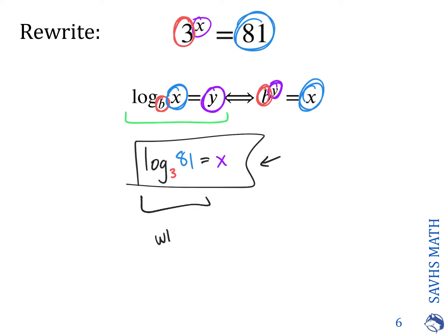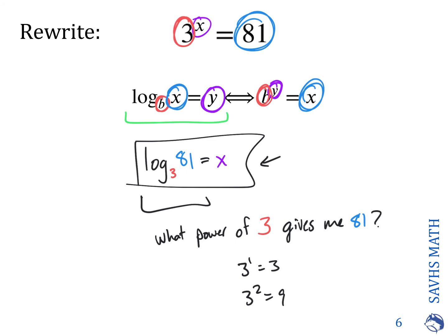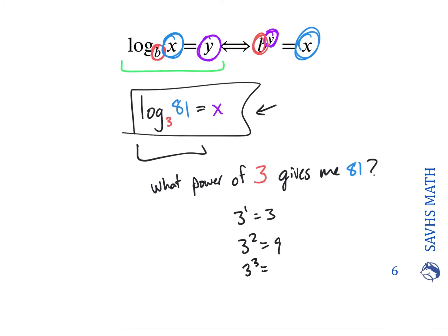This is saying, what power of 3 gives me 81? Well, let's think about it. 3 to the 1 is 3. 3 to the 2 is 9. 3 to the 3 is 27. And then 3 to the 4 is 81. And so we know that log base 3 of 81 is 4 because 3 to the 4 is 81.